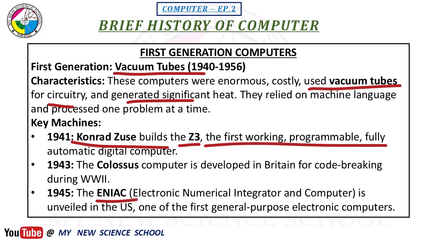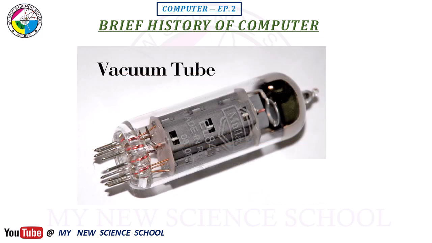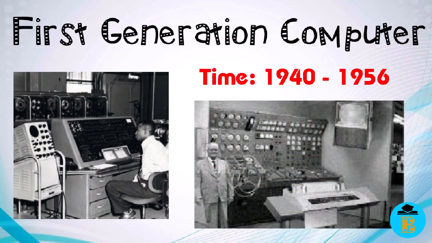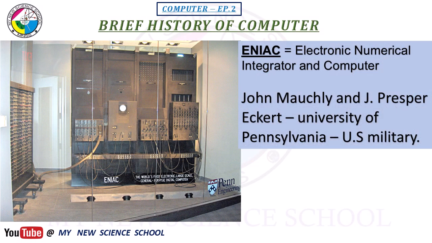So what is a vacuum tube? This is a vacuum tube. This was the technology used to build the first generation computer, and this is the first generation computer, ENIAC. Then we have another picture of ENIAC. These are the people that invented the ENIAC.